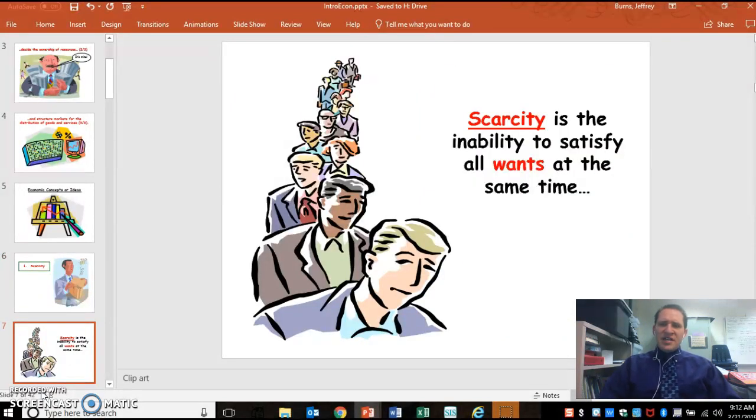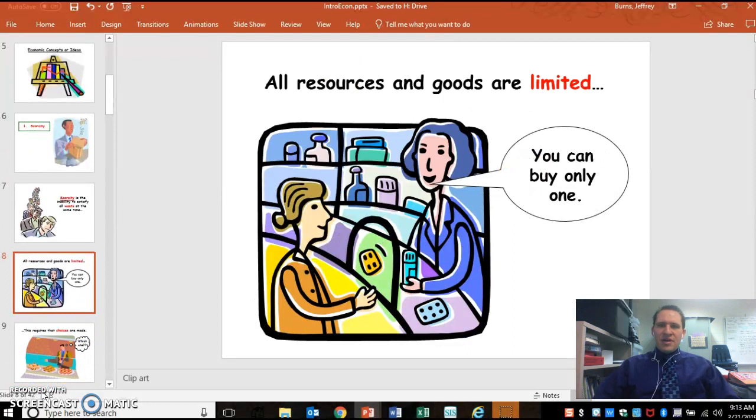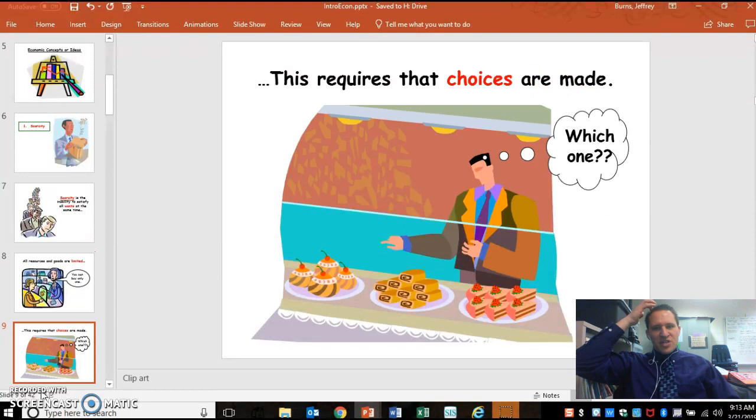Scarcity is also one of your vocab terms, but it's the basic economic concept. It's the most basic: you cannot satisfy all of your wants at the same time. All resources and goods are limited. You can only buy as much as you can afford or as much as is available. As a result, you have to make a choice, and you have to give up things that you couldn't afford or couldn't get at that time. So that's scarcity. Basically, everything's limited.